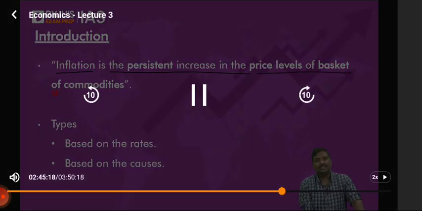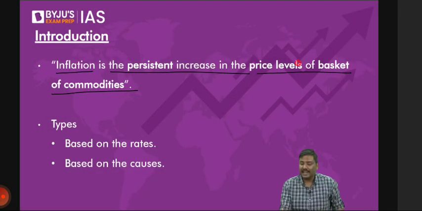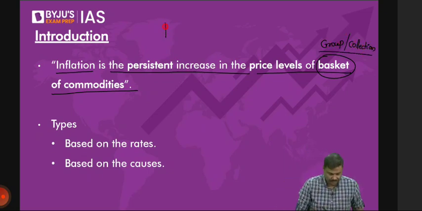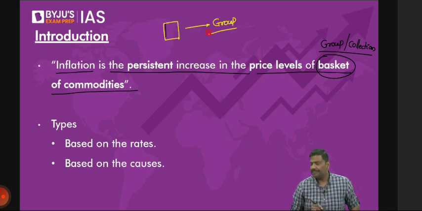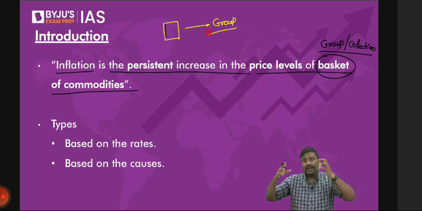The term basket simply means group or collection. Sir, what is the meaning of a group or a collection? Imagine there is a house here. This house will purchase a group of goods. All of you agree? It will not purchase one good. It will purchase a group of goods like this. This group is referred to as a basket.